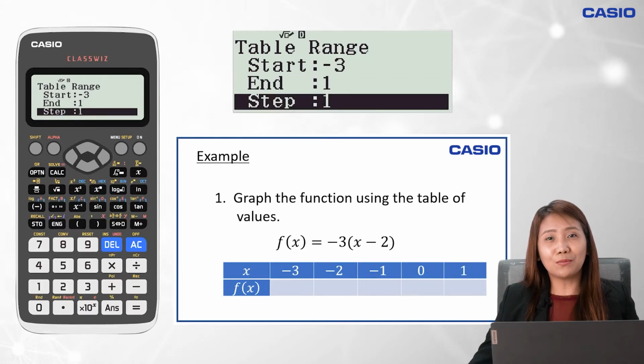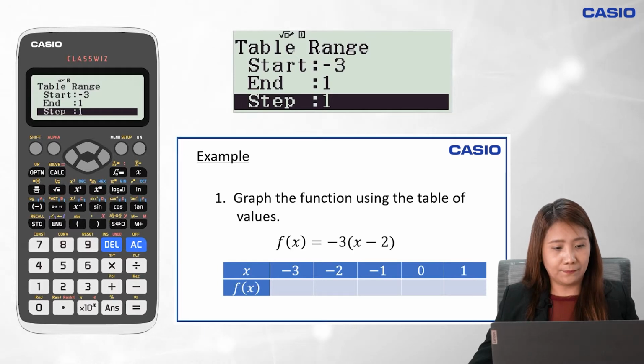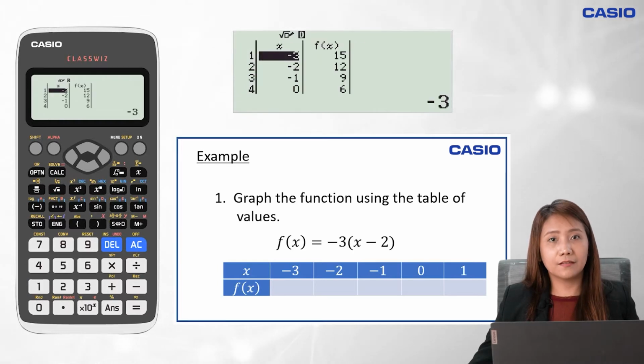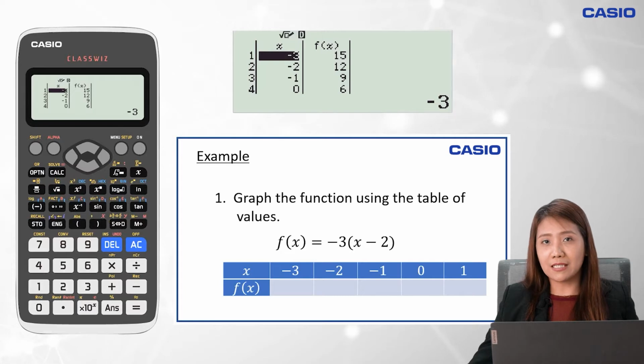Since the interval between the values of x is 1 unit, then the step is 1. So input 1, then press equal sign twice. And the values of the table will appear. If x is -3, f of x is 15. If x is -2, then f of x is 12, and so on. So we have completed the table using our CASIO ClassWiz, and that is truly amazing.